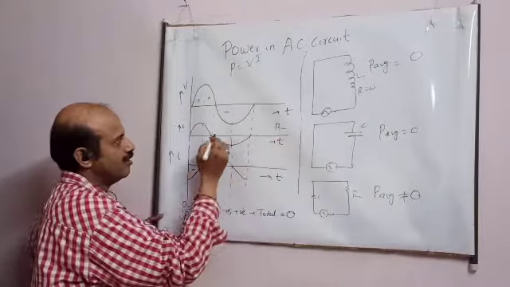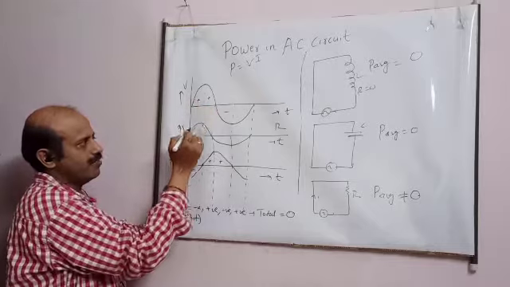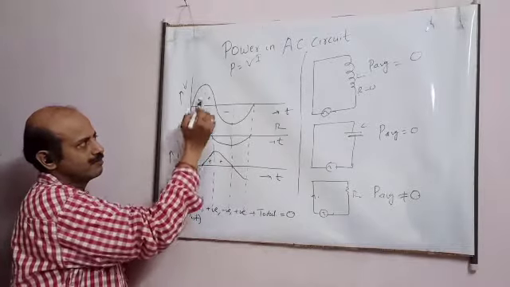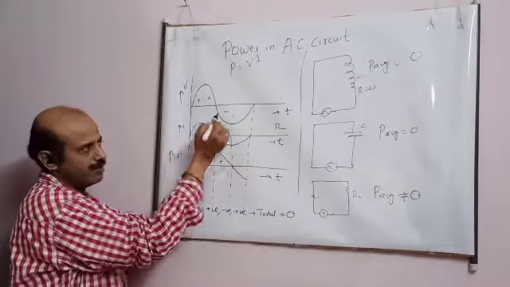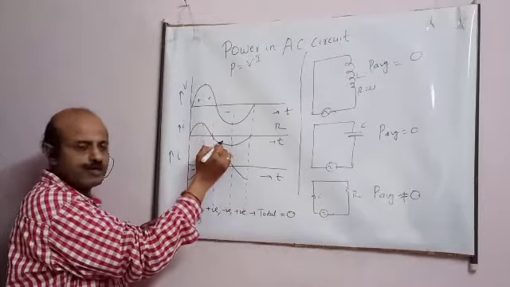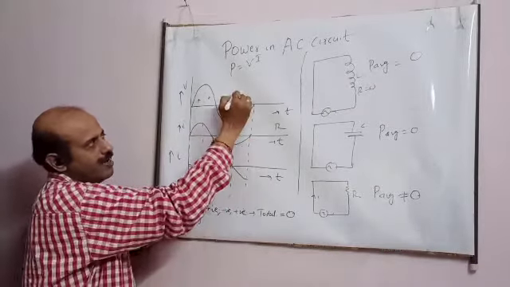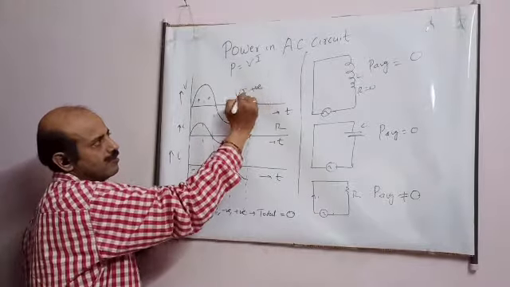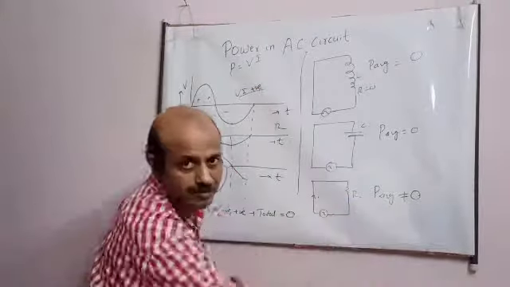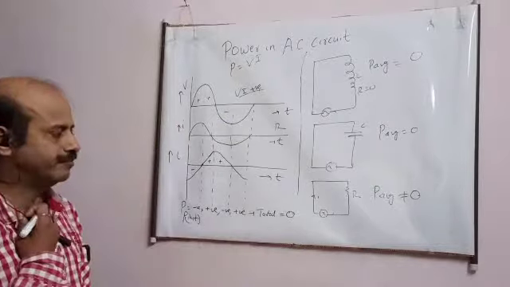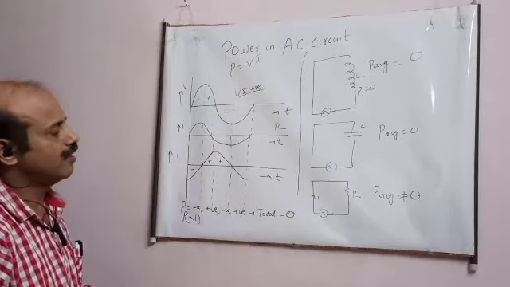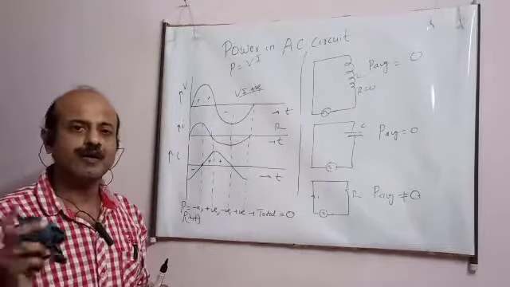This is R. Here you see, student. V positive, I positive, power positive. Positive, positive, again positive. Negative, negative, VI positive. Negative, again VI positive. So in case of R, VI is always positive. Hence, average power is not 0. Now, student, what is the meaning of positive power and negative power?